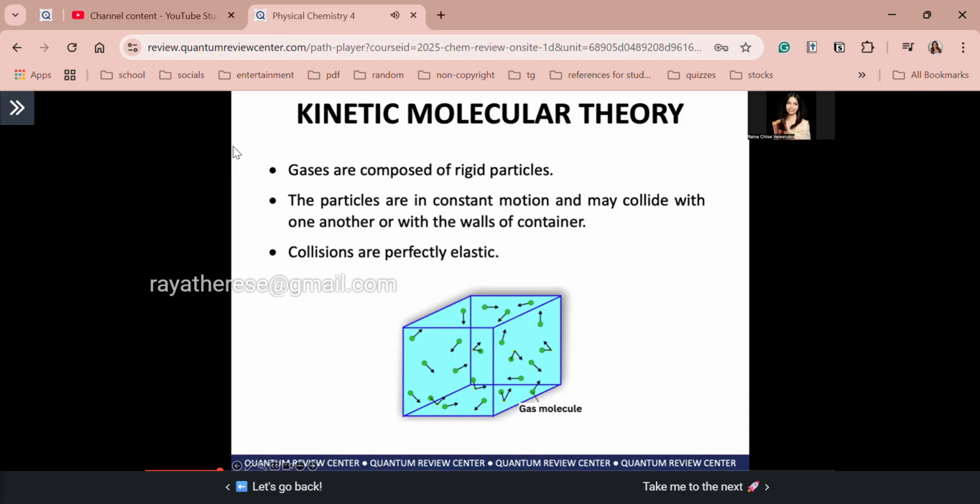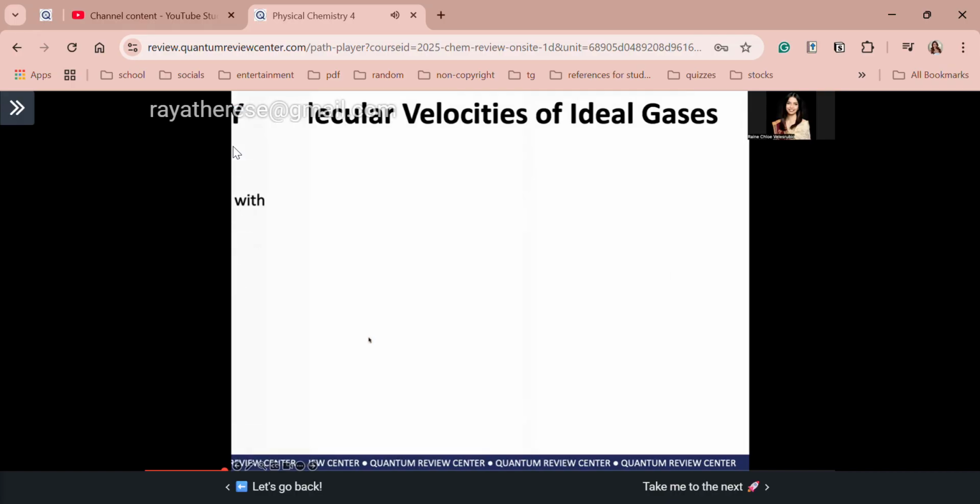And lastly, this is another important postulate. Collisions are perfectly elastic. So in an ideal gas, when particles collide, elastic collisions mean there is no loss of kinetic energy. Again, there is no loss of kinetic energy. Kinetic energy is completely conserved. This means the total kinetic energy before and after the collision of gas particles is the same. And no energy is lost as heat or sound. So again, those were your kinetic molecular theory postulates. Guys, these are relevant in the boards, so make sure you understand the various postulates.